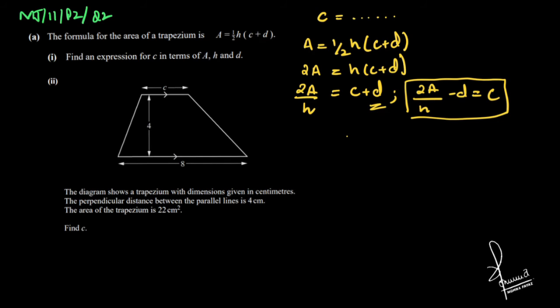The perpendicular distance between the parallel lines is also given, and they've given you the area as well. And they're just asking to calculate c. Like we discussed in the first video, the question can ask you to calculate a side of the shape as well. So this is an example of such a question. Now you've already calculated your expression for c.